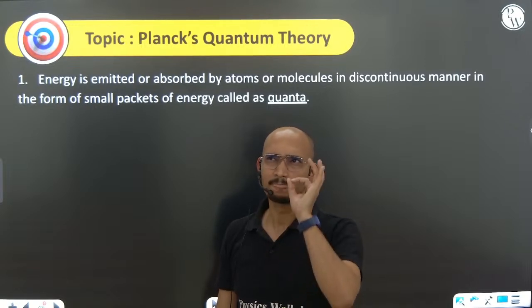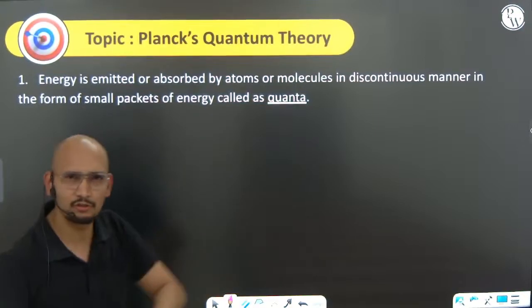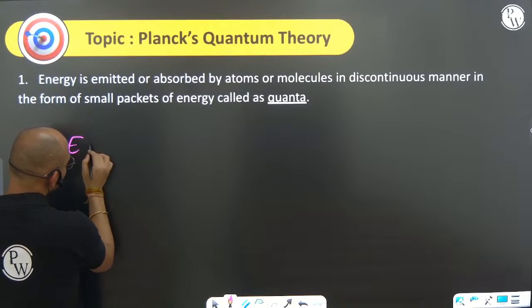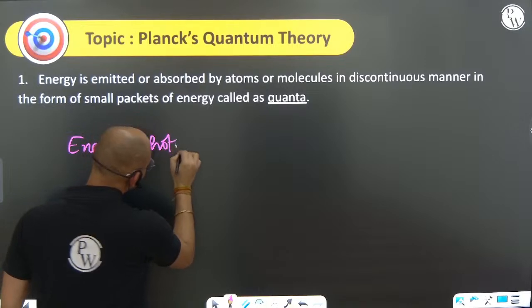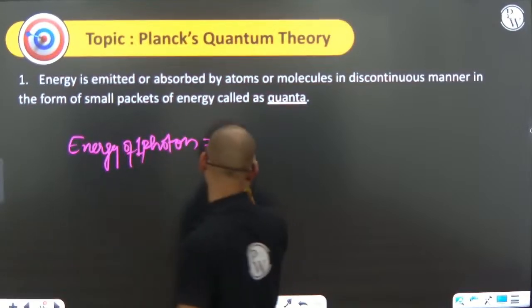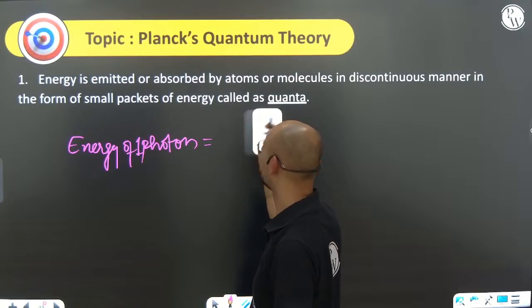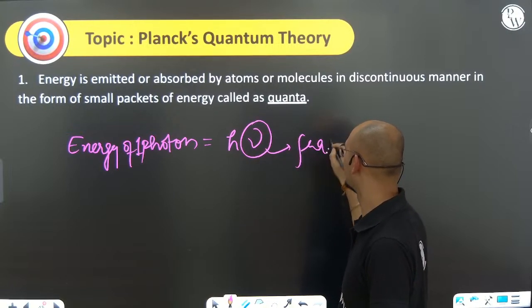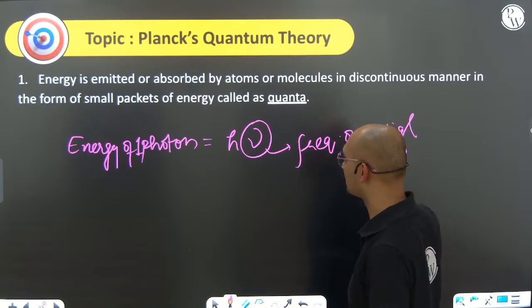So what we can say is that every photon or every quanta has some energy that depends on something, and I hope you all know that the energy of one photon equals h nu, or h times nu. Nu is the frequency of the light, h times nu.